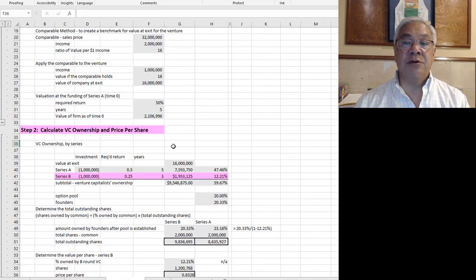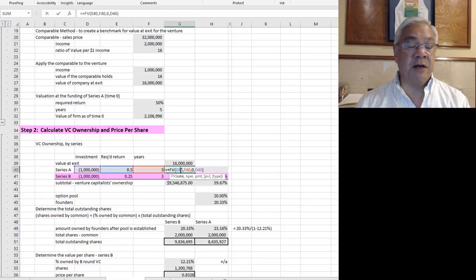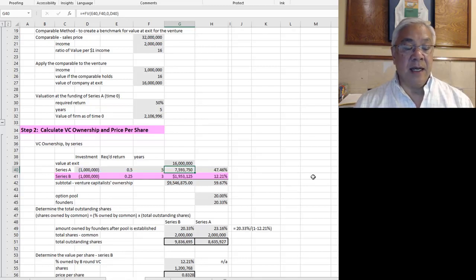So we say, okay, at the time of exit, who owns the company? At the time of exit in year 5, we're going to have the common shareholders, the option holders, the Series A, and the Series B. So let's look at how the money is divvied up at that point in time. The Series A investors put in $1 million, and the required return is 50%, and they want a 5-year holding period. So this figure here is the future value at a 50% rate of return for a period of 5 years, with 0 payments because there's no cash flow during the years. And then the beginning balance of $1 million means that at the end of year 5, they expect to get $7.5 million. That's the same as scenario 1 and scenario 2.